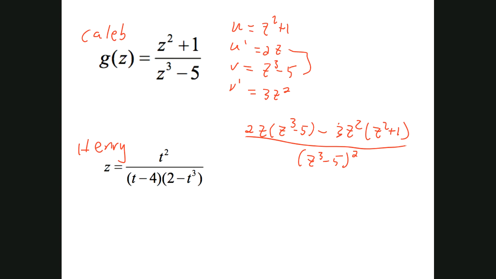Uh-oh. I don't have the same thing you have, Caleb. Did you copy that down wrong? Because I have 2z times z to the third minus 5, minus 3z squared times z squared plus 1. So I accidentally did the outside. So you'd have to flip both of them.